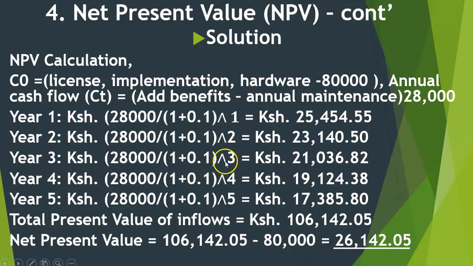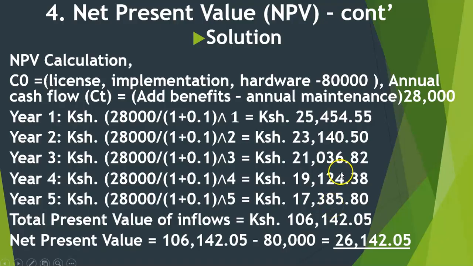And your T now is 3. You move on, you have T is 4 and T is 5. So for the total present value, you add all these values, all of them. When you add these values together, you get 106,142.05. That is the total present value of inflows.